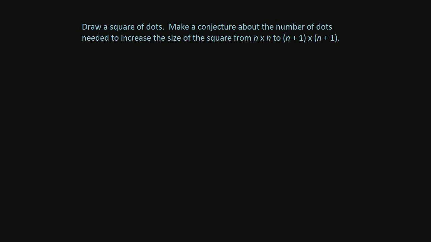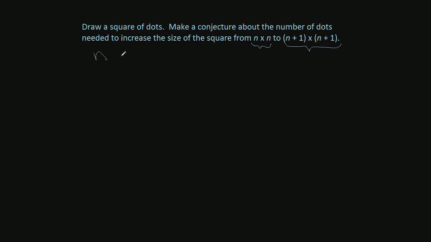So you're being asked to draw a square made out of dots, and then to make a conjecture about the number of dots needed to increase the size of the square from n times n to n plus 1 times n plus 1. What I like to do every time I have an equation like this and I need to figure out a pattern is to look at the number of dots needed to increase the size. So the square is growing. It's increasing from this to this.